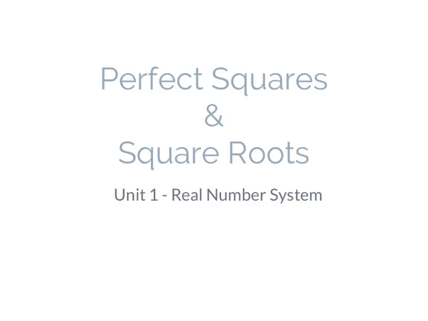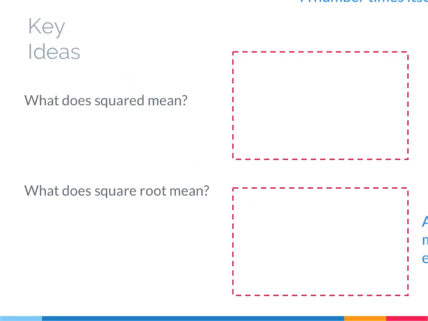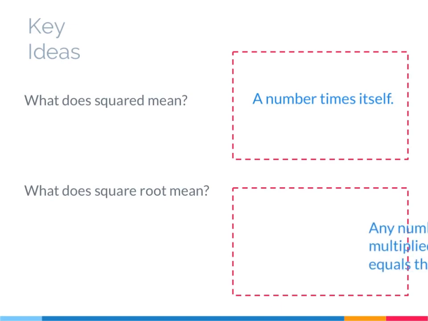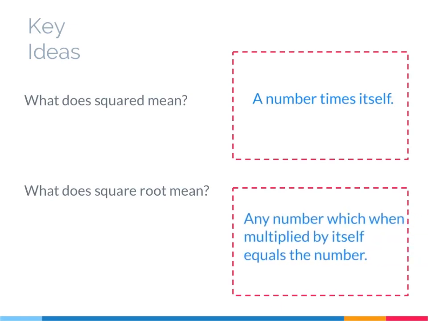Our perfect squares and square roots. Let's take a look at key ideas. A couple of key ideas we have here. The first one is, what does squared mean? When we talk about squared, that means a number times itself. Then we need to take a look at, what does square root mean? Square root means any number which when multiplied by itself equals the number.